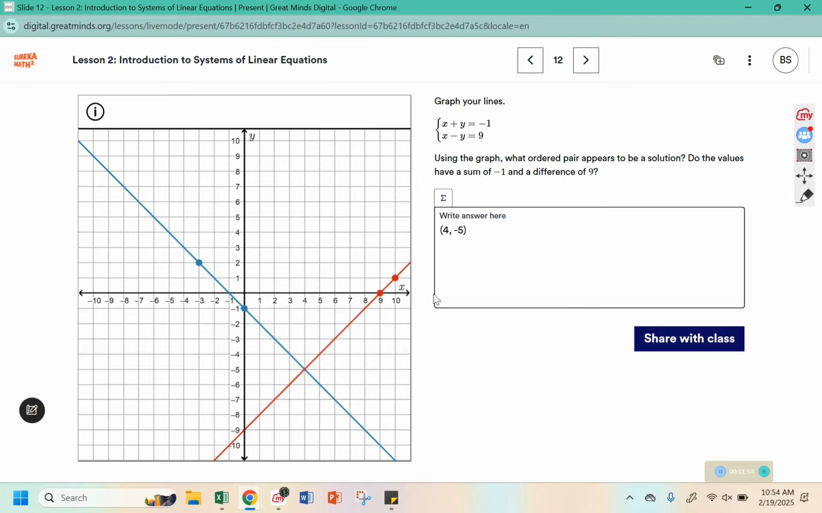And it says, do the values have a sum of -1 and a difference of 9? Well, 4 plus -5 does equal -1. And let's see, 4 minus -5. Remember, if you have a minus and a negative, you add the opposite. So 4 plus 5 is 9. So yes, they do.